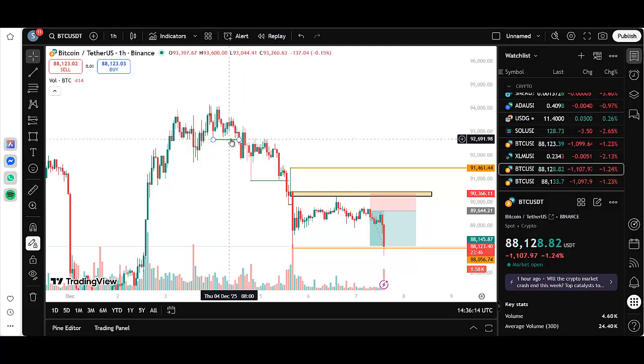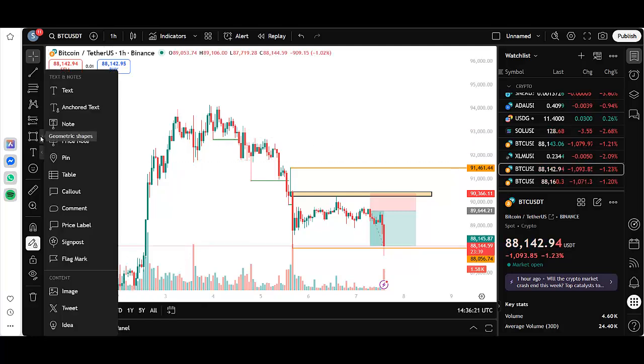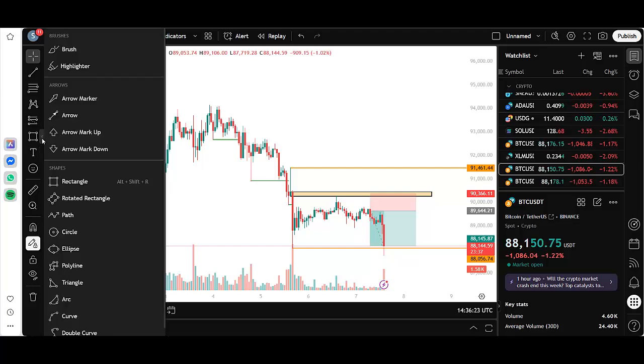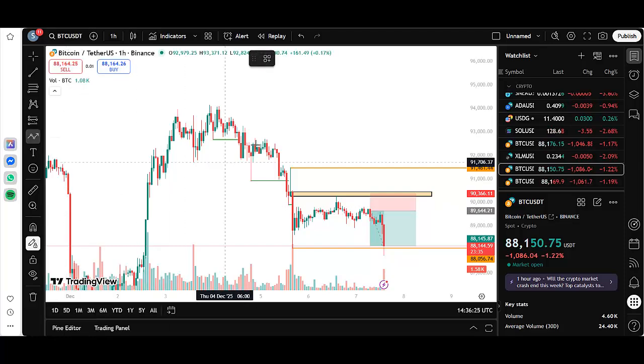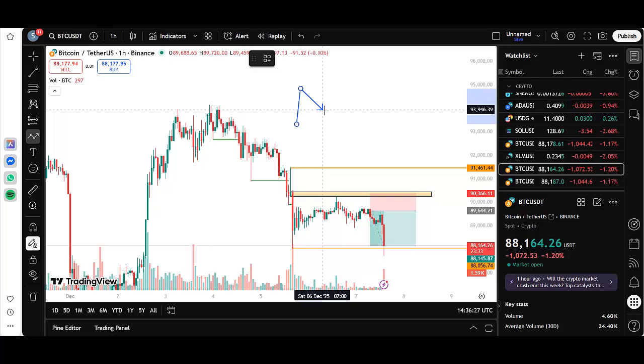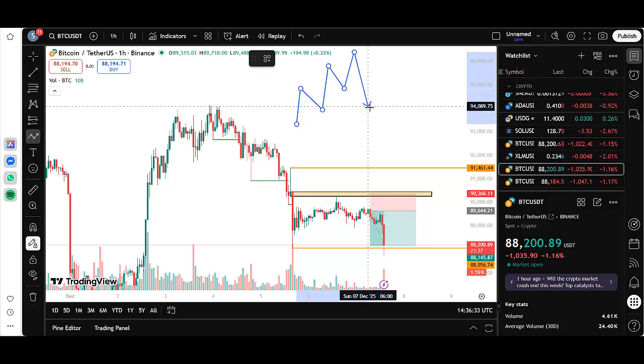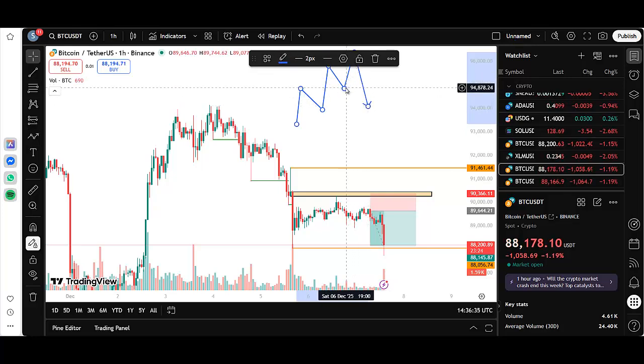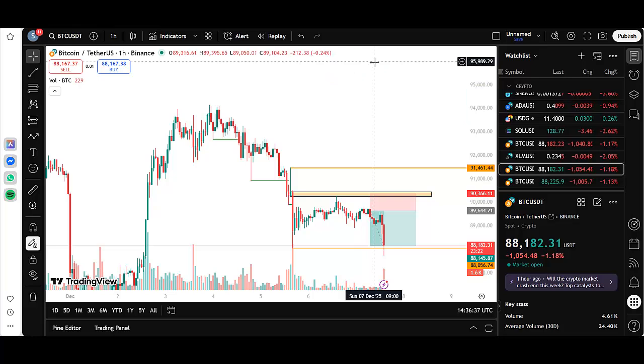So right here is what we call a change of character. Why? Because if the market is in an uptrend, it is supposed to constantly be creating higher highs and higher lows, higher high, higher low, higher high, higher low. Once a candle prints beneath this low, it means it's a change of character. It simply means the market wants to go down.